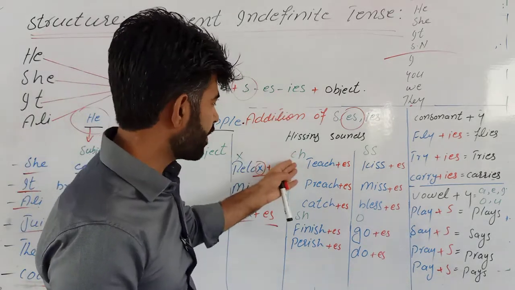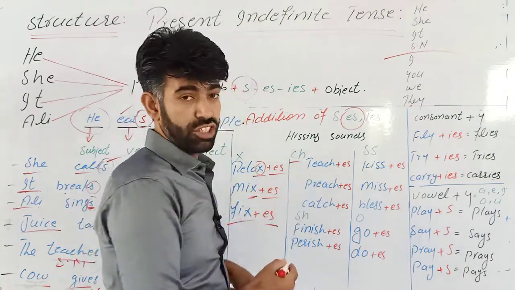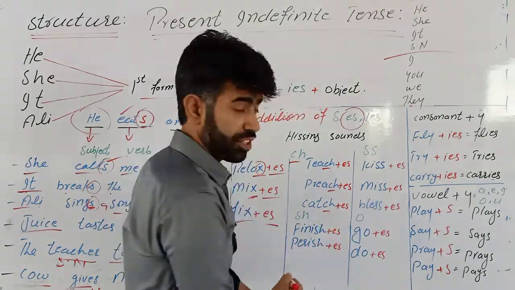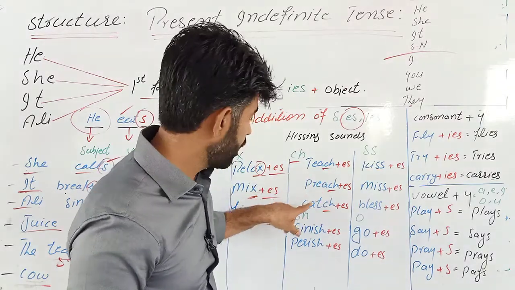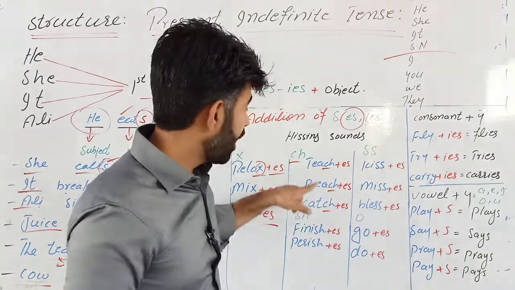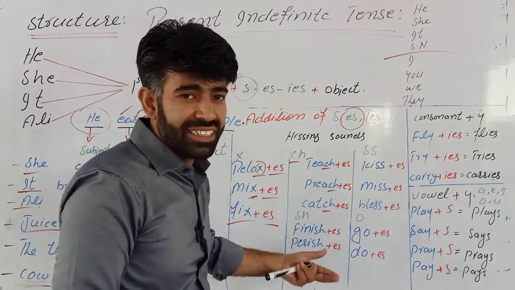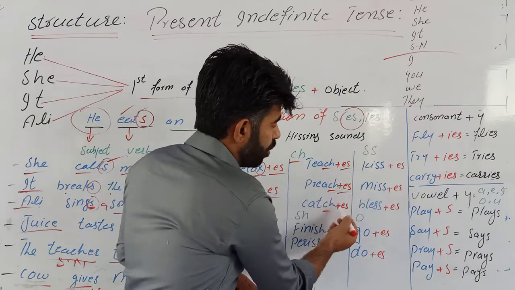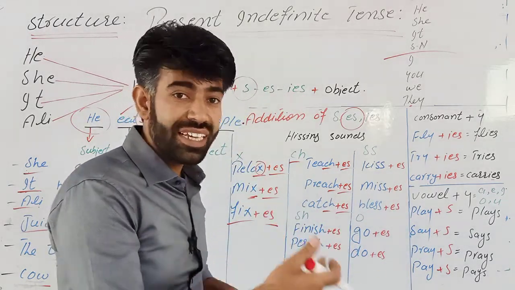So, let's move toward the second condition, which is the ch sound. Ch. And you can see CH here, for example, teach, preach, and cage. If you have any of these verbs or verbs like this ending with CH, what do you have to do? You have to add ES at the end.